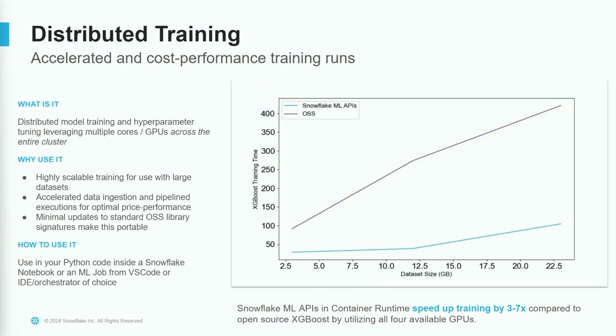Quick example for this kind of a benefit. So this is comparing running open source XGBoost versus Snowflake ML's distributed XGBoost on varying sizes of the data. On the x-axis, you can see increasing size of data sets. On the y-axis, you can see the training time. And the blue line at the bottom is using the Snowflake ML API. The other line is using open source. And this is running XGBoost training on a GPU. And you can see the scaling characteristics are much better for the Snowflake ML API.